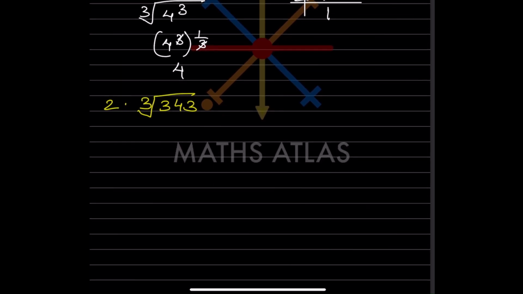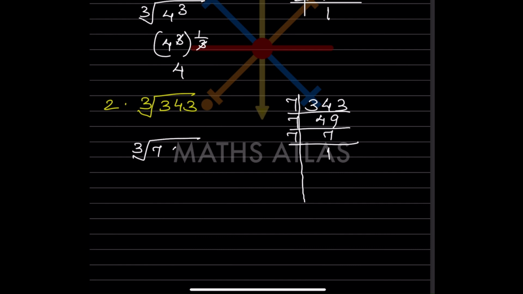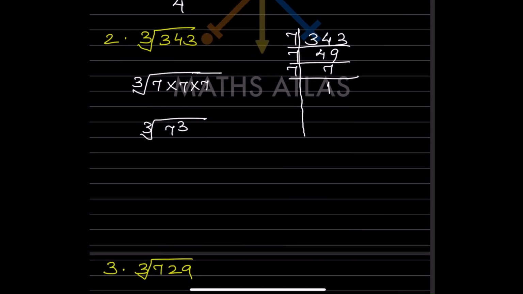Now let us see for 343. The factors for 343. So this goes directly with 7. So now what you can see, we are getting directly 7 into 7 into 7, 3 times. So this is going to be cube root of 7 cube. So this we can also write as 7 cube, and we'll remove the sign, so that is going to be 7.